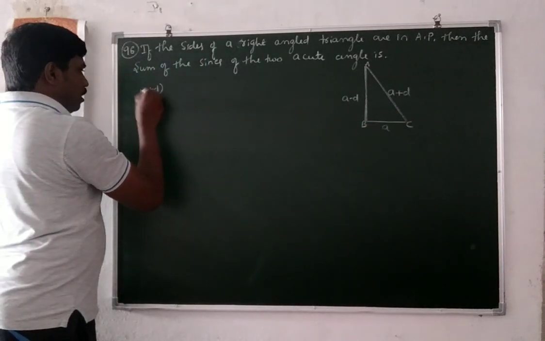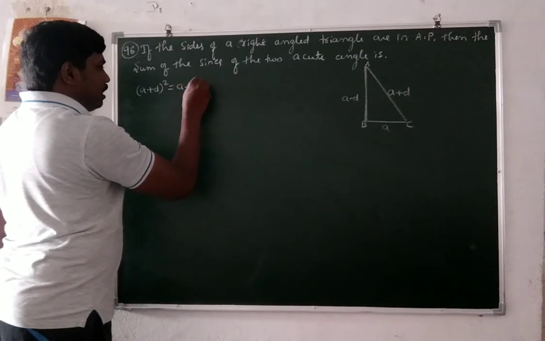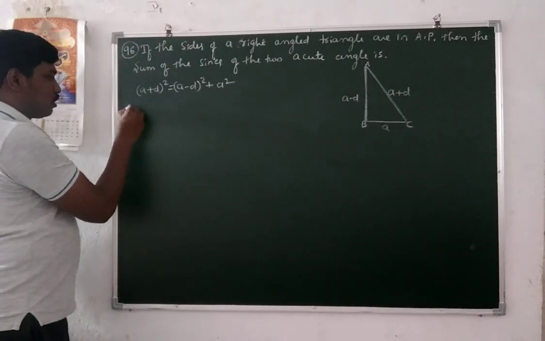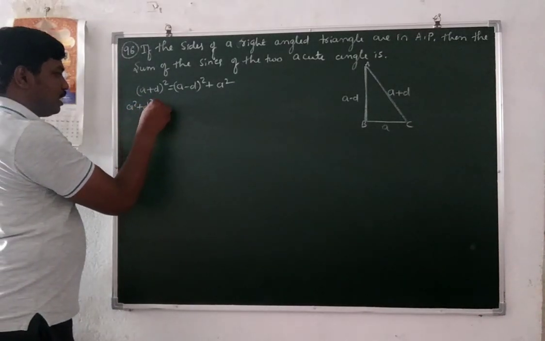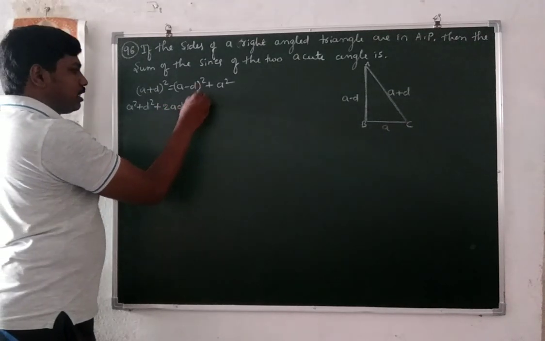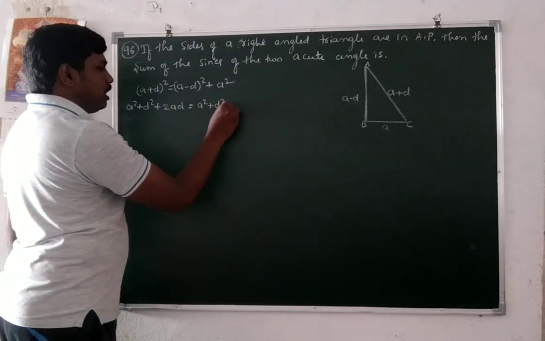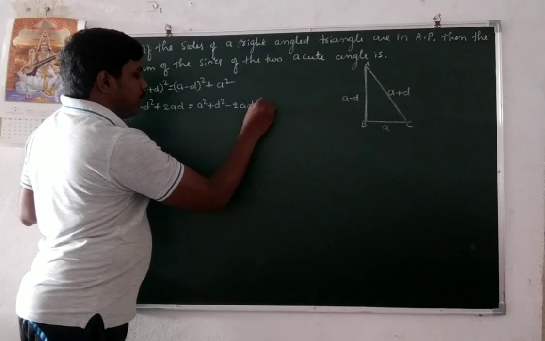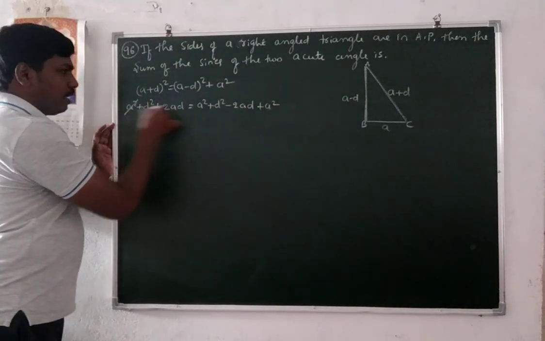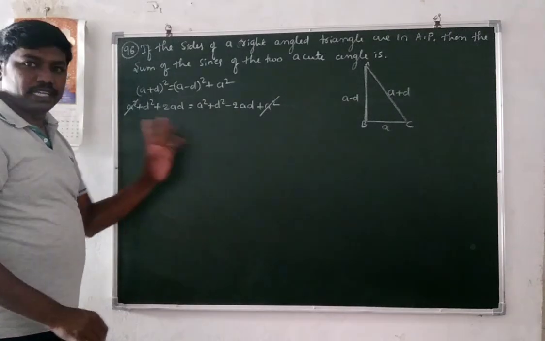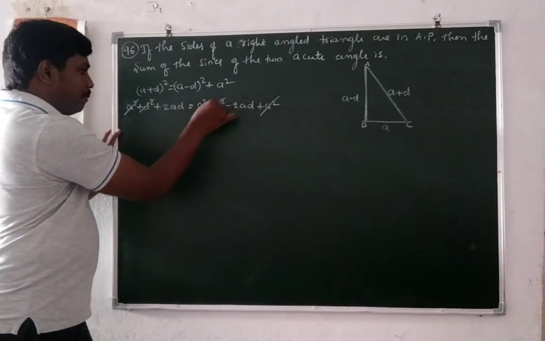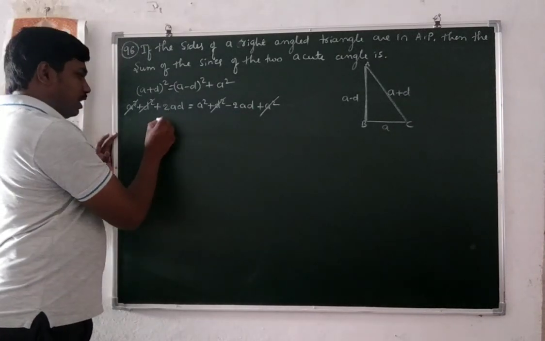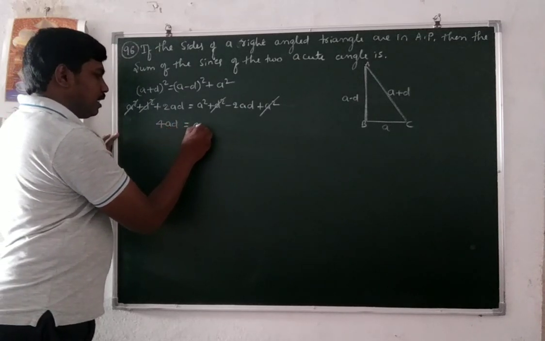(a plus d) whole square is equal to what? (a minus d) whole square plus a square. (a plus d) whole square is a square plus d square plus 2ad, equal to a square plus d square minus 2ad plus a square. So a square and a square cancel, since both sides have the same sign we can cancel. Next, d square and d square cancel. So shifting 2ad and minus 2ad, what do we get? 4 times ad is equal to a square.